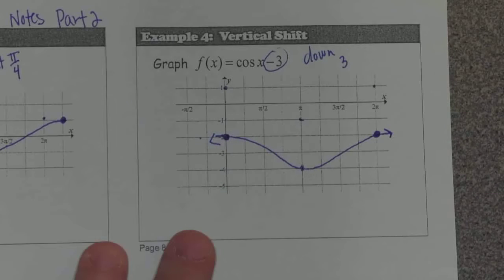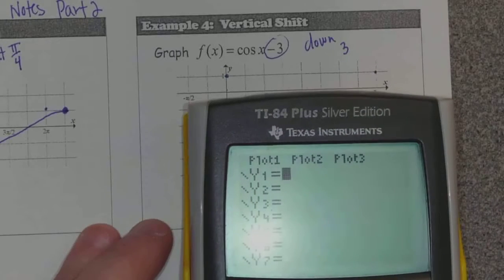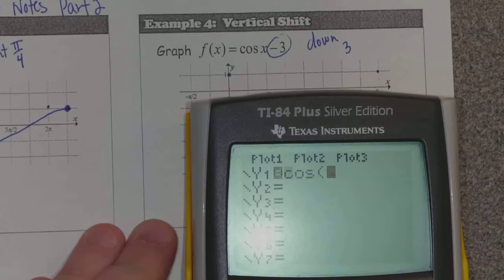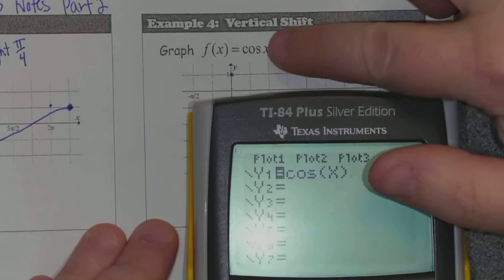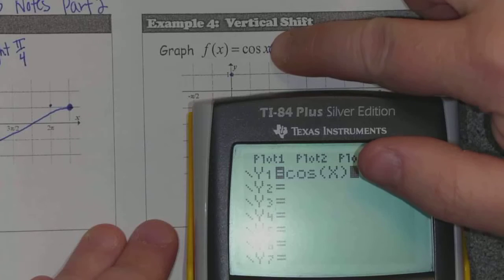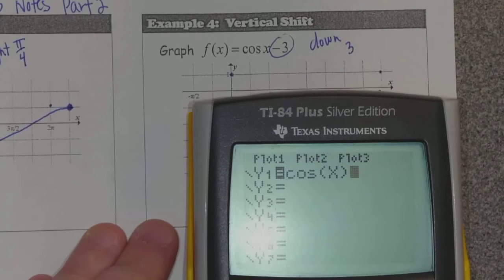There's an issue with that. Okay. And I bet you I can tell you what your issue is. So here's the thing. Do the cosine of x. Close your parentheses because that x -3, the x is by itself, right? It's not got that attached to it in parentheses. So close your parentheses and then do -3 and then hit graph.